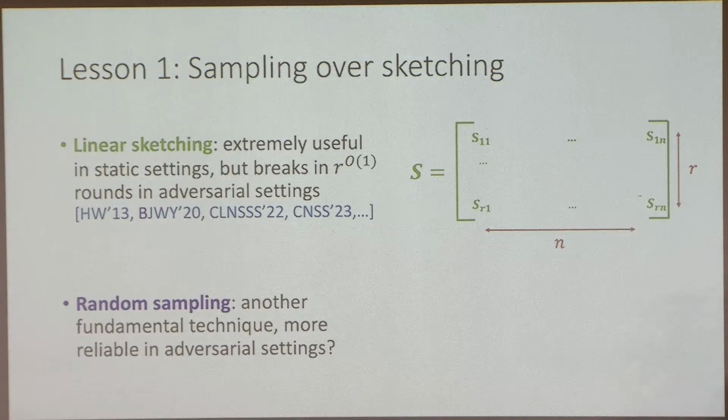Well, we talked about sketching not being robust in this setting, but it turns out that sampling-based approaches are actually quite robust. By sampling, I mean that we have a stream of updates that arrive one by one, and we sample each of these updates with some probability. It could be uniform probability. It could be something that is importance-based. We'll see that both of these options are actually robust.